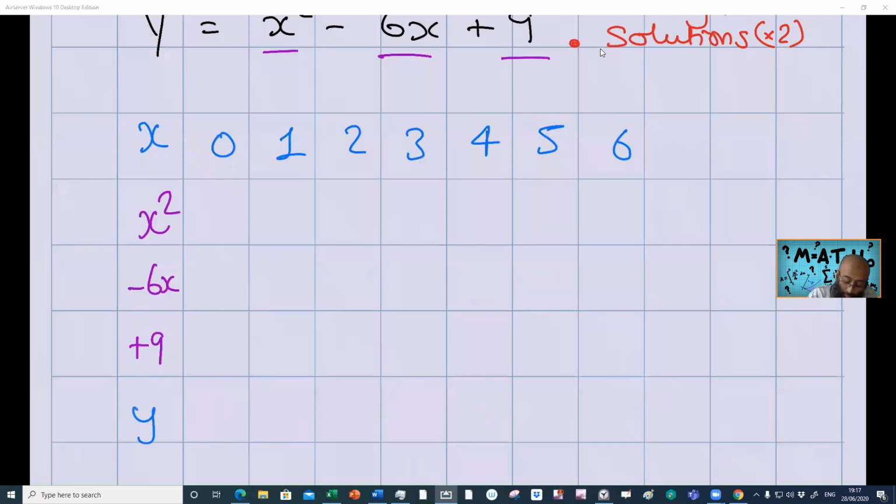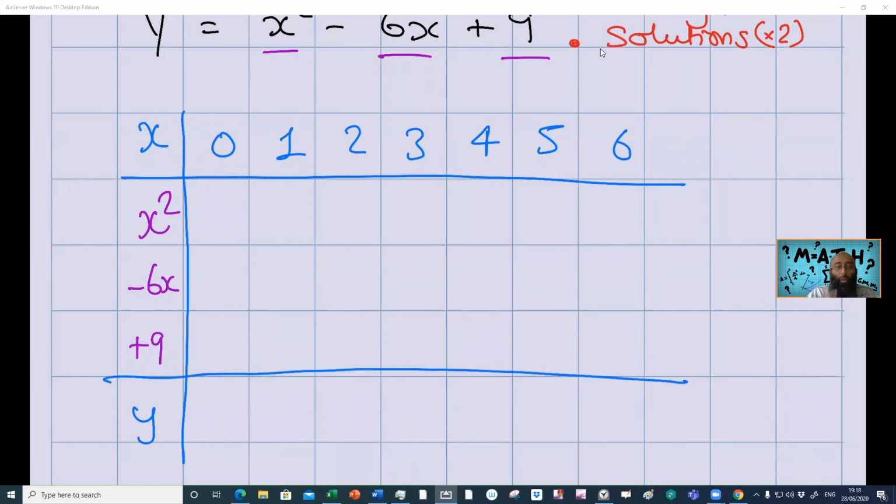And then on the bottom you'll have y. So we're going to work everything out in this lovely little table. The first thing we need to do to the x value, we need to square it. So if I square the 0, if I do 0 squared, I get 0.